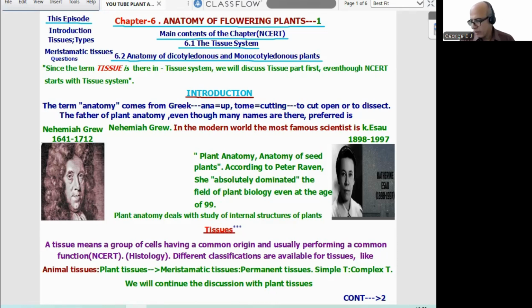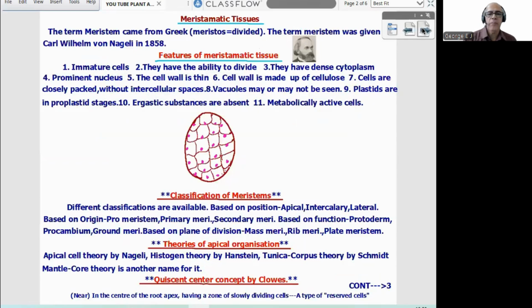So the next idea for us is meristematic tissues. This is not given in NCERT this way, but without this, if we proceed, it will not be complete. That is why I have given this. Even NCERT starts with the tissue system. See, the term meristem came from Greek, meristos, divided. The term meristem was given by Carl Nageli in 1858. The photograph you can find here.